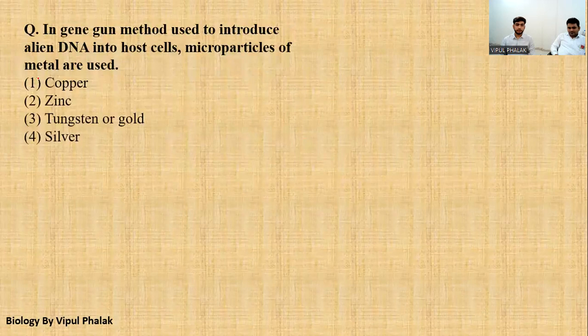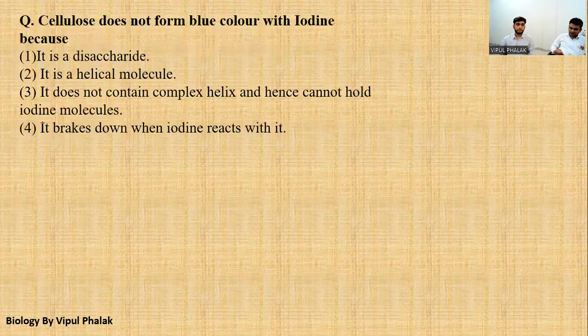In the gene gun method used to introduce alien DNA in host cells, microparticles of metal are used. Microparticles of which metals are used? So we know that the gene gun method is a direct method for preparation of recombinant DNA. We commonly use tungsten and gold for bombarding the microparticles into the host DNA. So here the third option is correct.